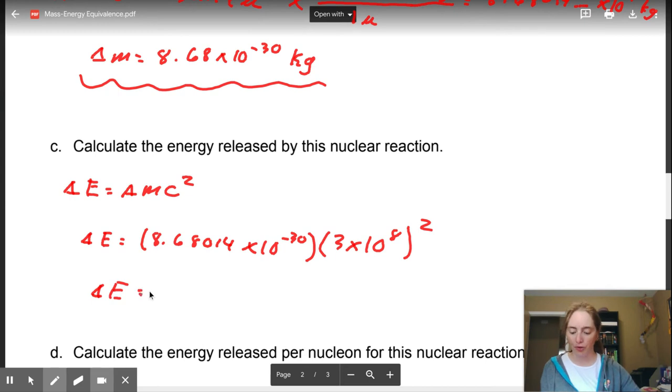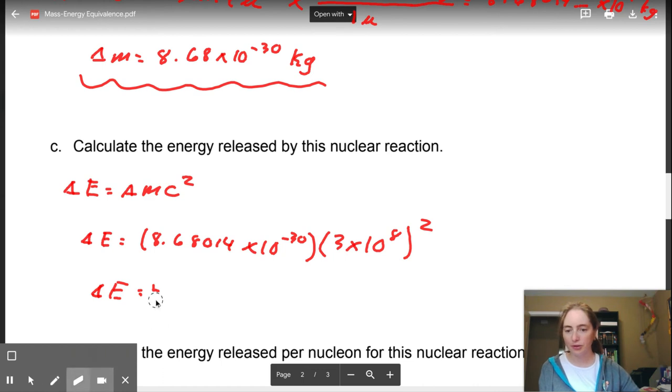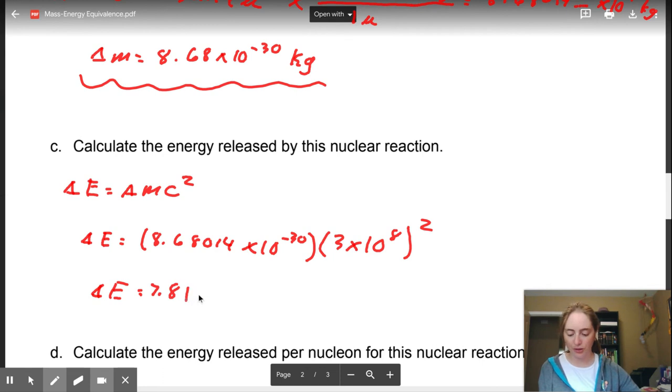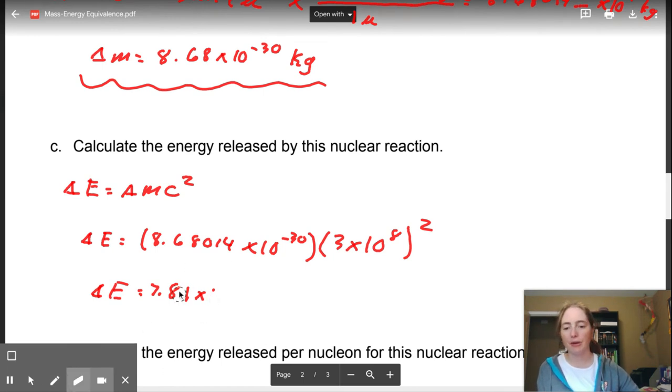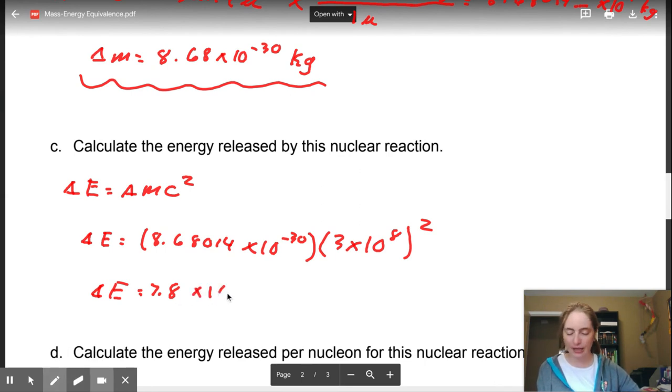And now, with your appropriate sig digs, you are going to get a, whoops, it's supposed to be a 7. It did not turn out the way I wanted it. 7.81 times, how many sig digs did I want? And we'll go 2 sig digs. Yeah, 2 sig digs from our 3.0 times 10 to the power of 8. Yeah. So I'm writing 3 sig digs. Oops. So 7.8 times 10 to the power of negative 13 joules.